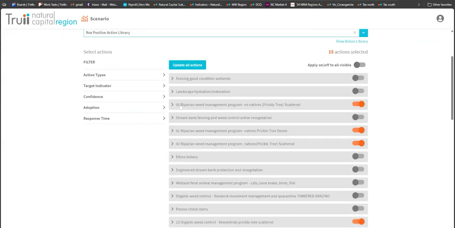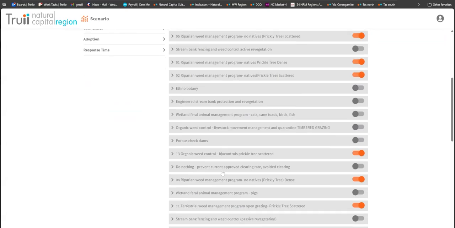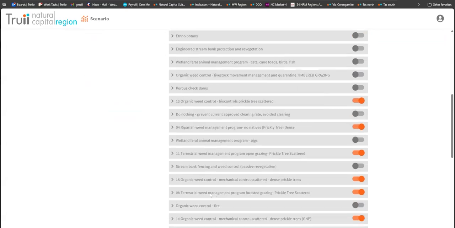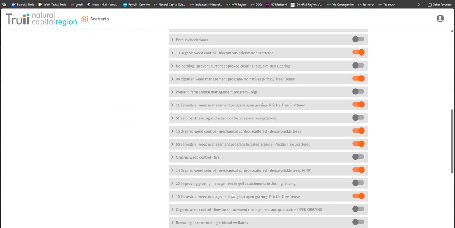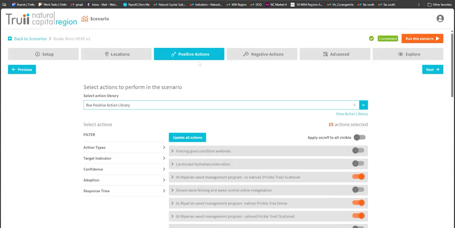The activities that they were undertaking here were around prickly tree control. So there's different densities of tree. You've got high, medium, and low. But they also undertook some organic weed control, they call it. So that's sort of biocontrols of trees. And there was some mechanical intervention as well. And then they're looking at some terrestrial weed management projects as well for the prickly tree, using drones and all sorts of things. So yeah, really interesting project.